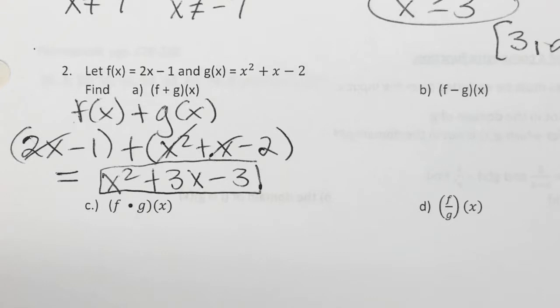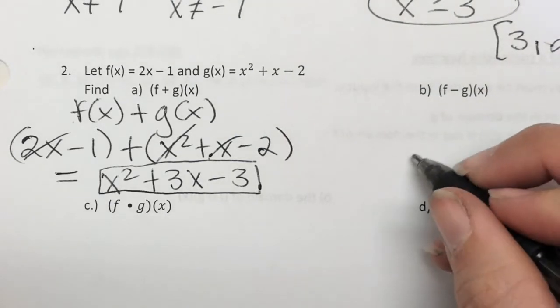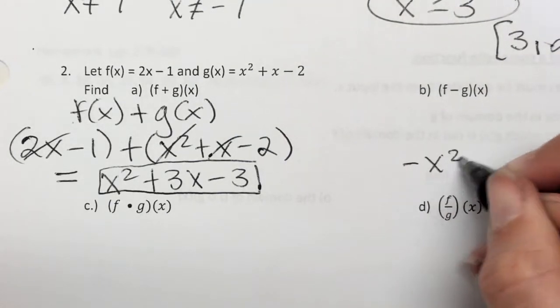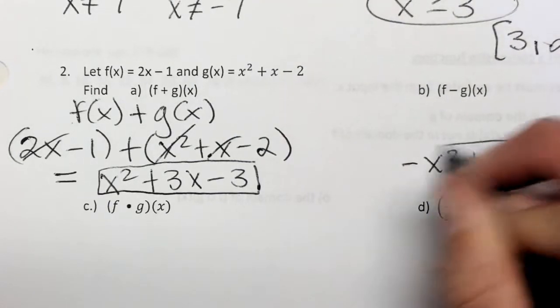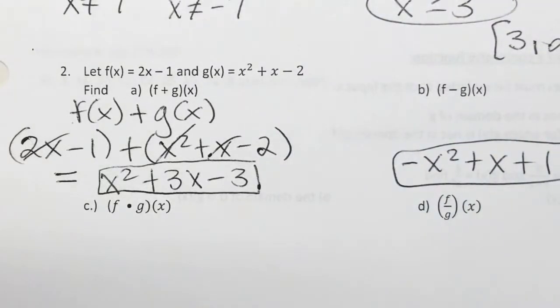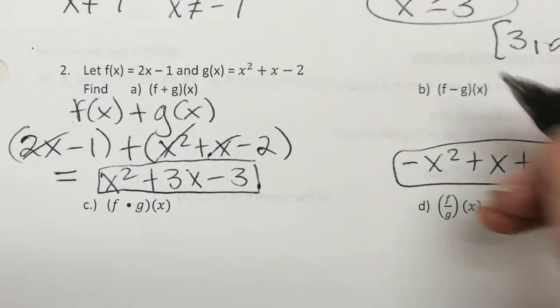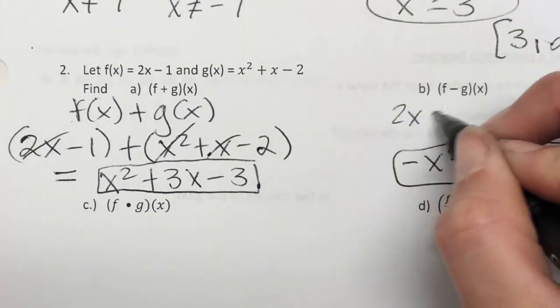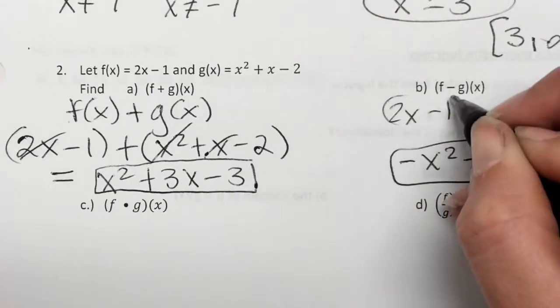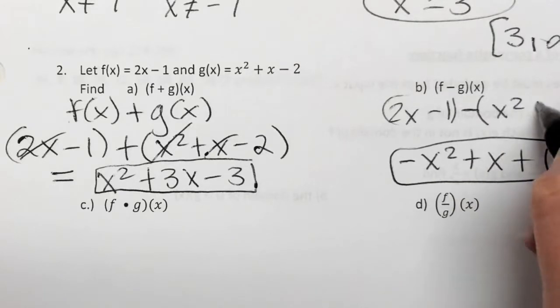Alright, who wants to tell me the answer and have it correct? Jalen. Do I just say the answer? Sure. Negative x squared plus x plus 1. Correct. Can you work that out? I can. Here you go. Thank you. Alright, so I'll write f first minus, I'll put this in parentheses, g.